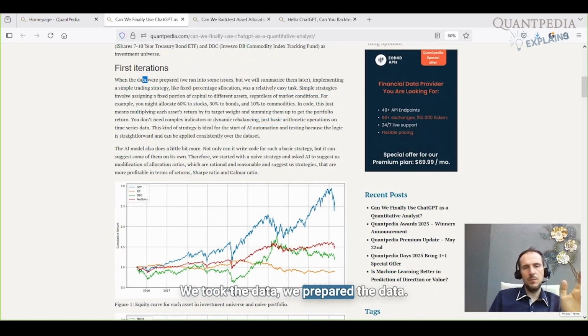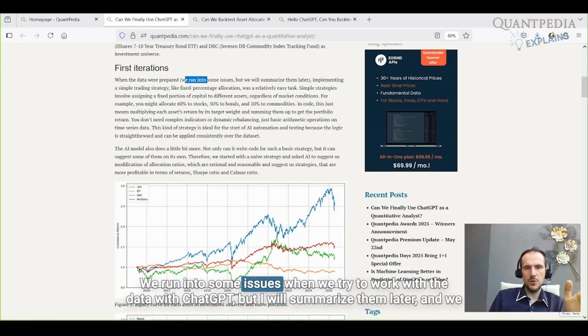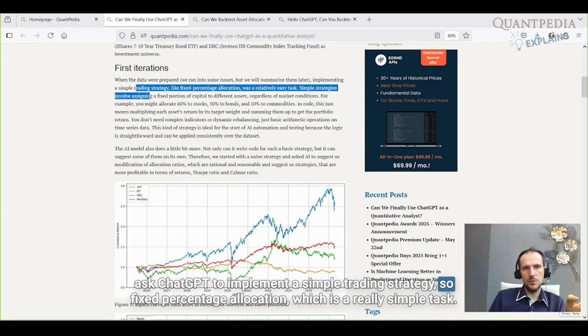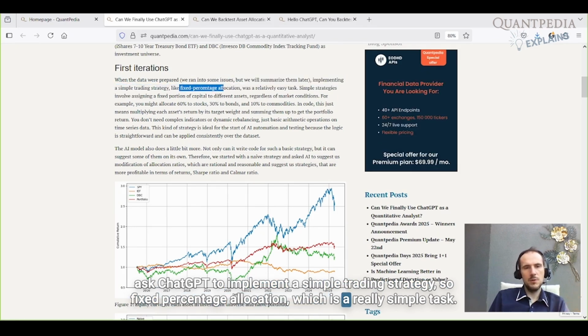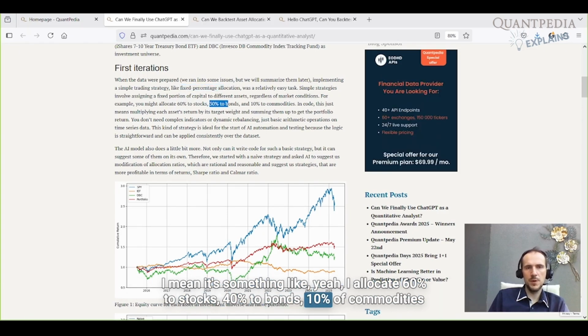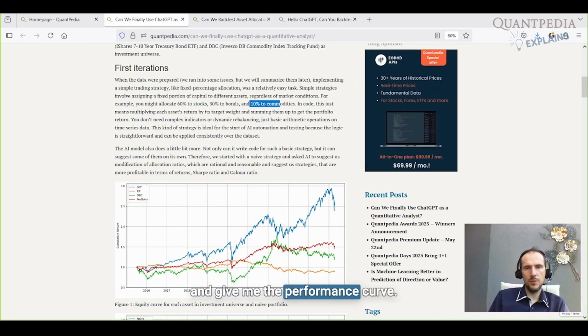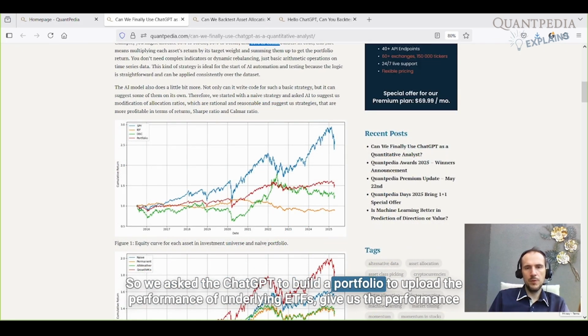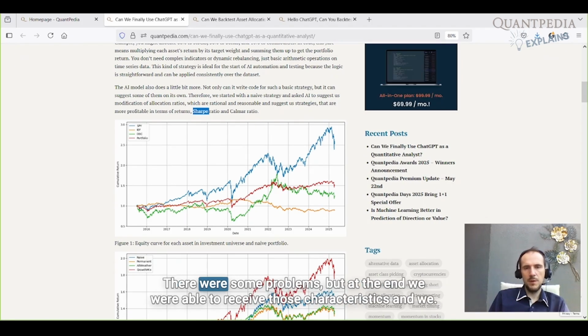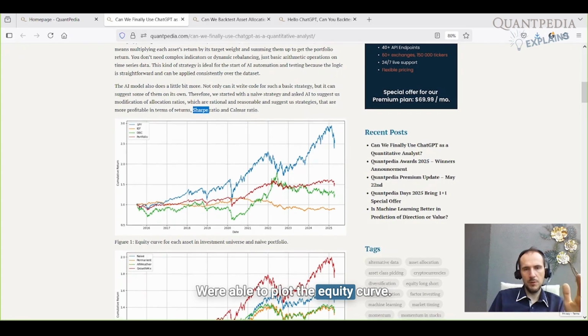We took the data, we prepared the data. We ran into some issues when we tried to work with the data with ChatGPT, but I will summarize them later. And we asked ChatGPT to implement a simple trading strategy, a fixed percentage allocation, which is a really simple task. It's something like, you allocate 60% to stocks, 40% to bonds, 10% to commodities, and give me the performance curve. So we asked ChatGPT to build a portfolio, to plot the performance of the underlying ETFs, and give us the performance and risk to return characteristics like Sharpe ratio, etc. There were some problems, but at the end we were able to receive those characteristics and we were able to plot the equity curve.